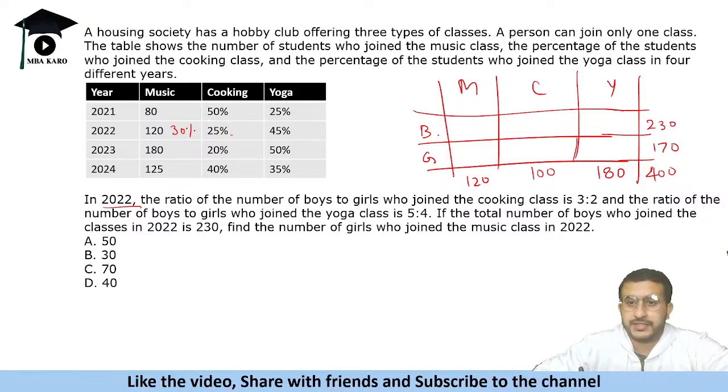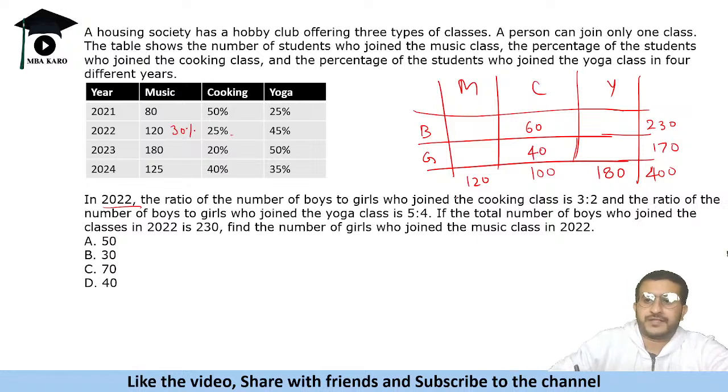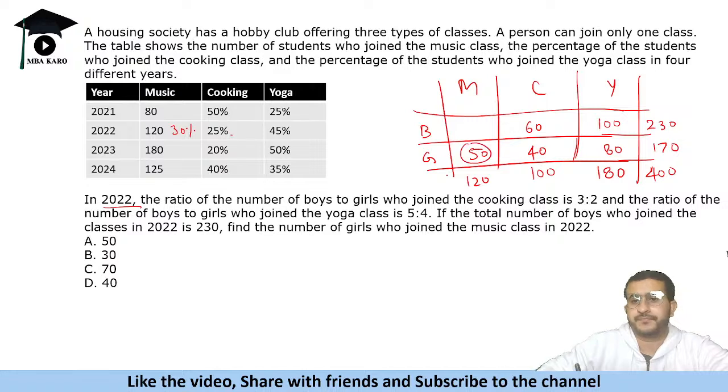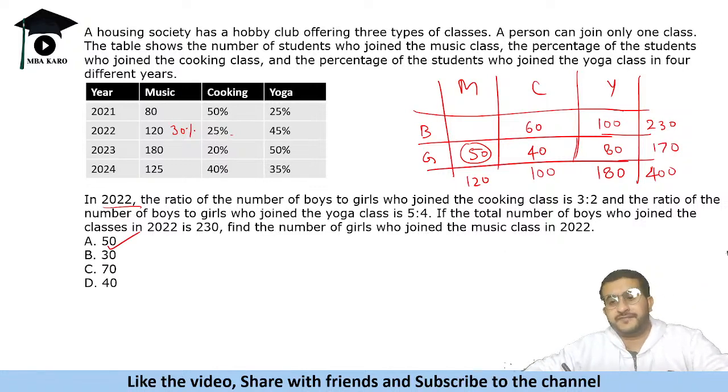Boys to girls cooking classes 3 ratio 2. So 60 and 40. Yoga class 5 ratio 4. So 100 and 80. Okay, so this is 120, 50 girls here. Okay, so it says number of girls who joined the music class, that is 50. Now this was the only question which you had to do some calculation. Some means like you had to bifurcate the totals, and we got the total like this. Answer is 50.